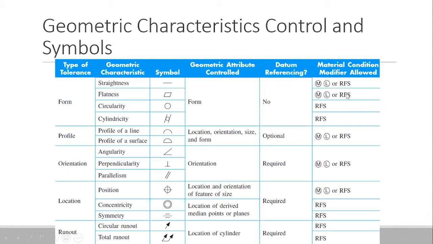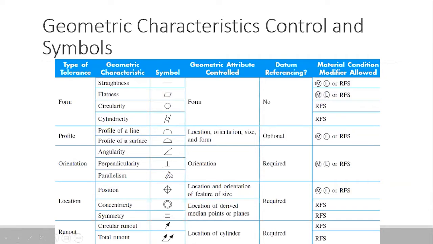Modifier symbols, I will describe later. M represents maximum material condition, L stands for least material condition, and RFS stands for regardless of feature size. We'll discuss more about it in a short while. But these four symbols represent the control for the form.